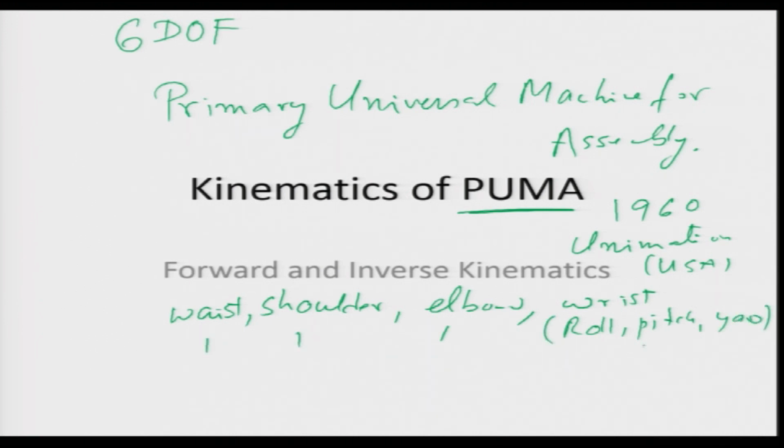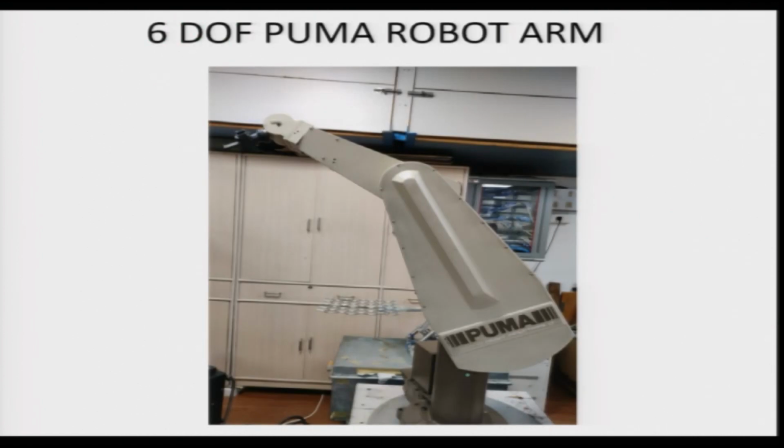1, 1, 1 and 3 at the wrist. So, it is a 6 degree of freedom system. Okay. And so this is what the PUMA robot looks like. So the waist of the robot is an axis, it can rotate about this axis, okay, that is called the waist. Okay. The shoulder axis, so this is a vertical axis similar to our waist axis.